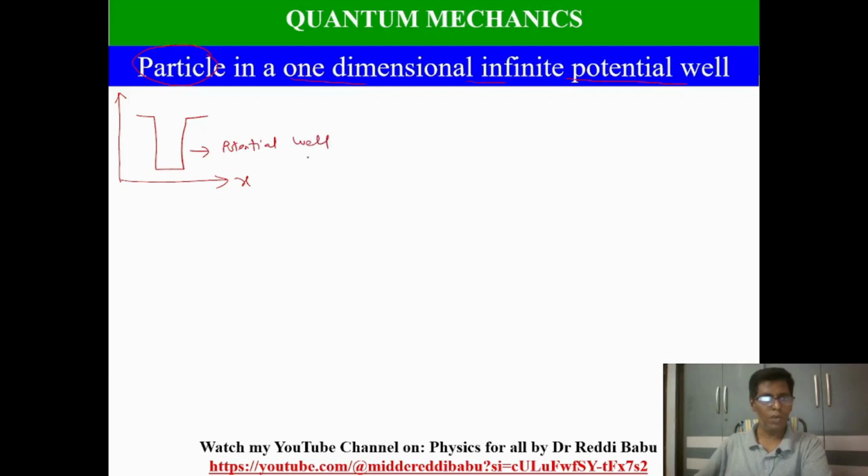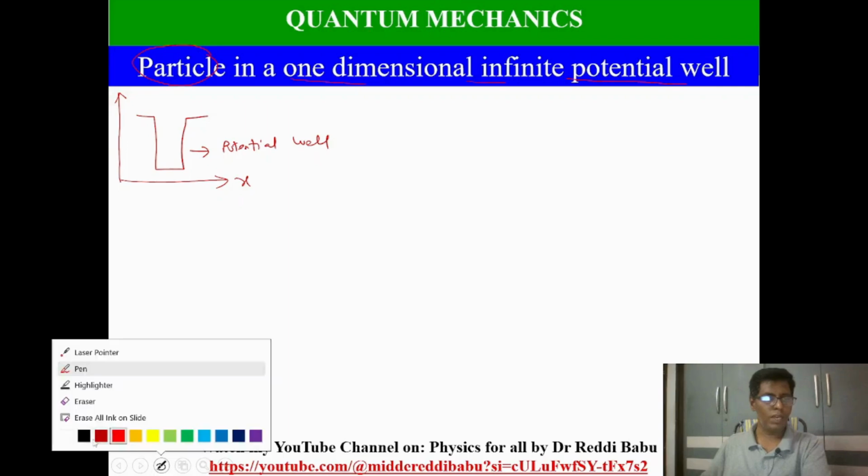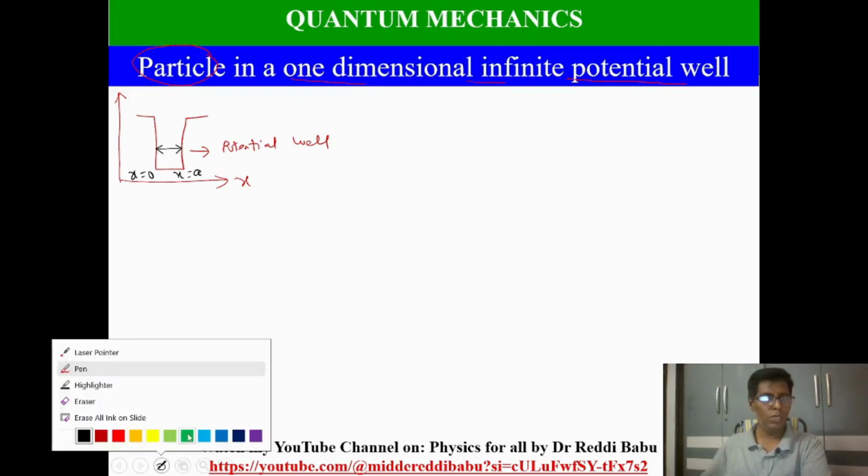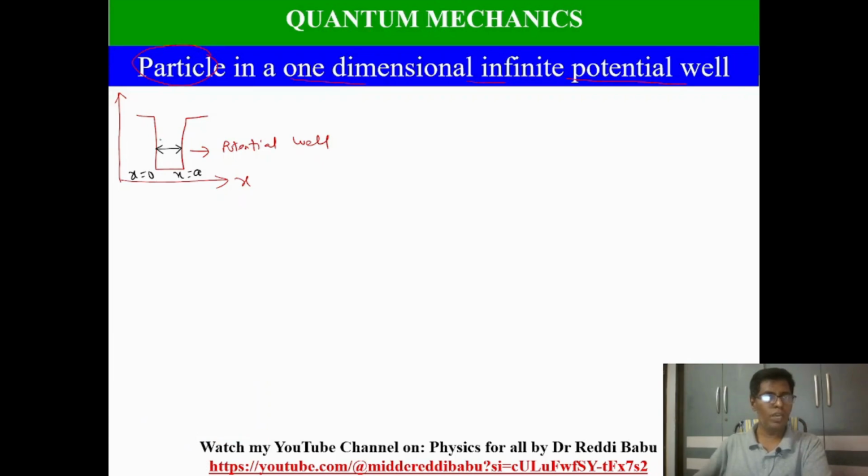This potential well has two boundaries: x is equal to 0 is one boundary, and x is equal to a is another boundary. So this well has limits. x is equal to 0 is the first wall and x is equal to a is the other wall. Between these two walls, one particle is there. This particle is moving like a wave between the walls of the potential well.